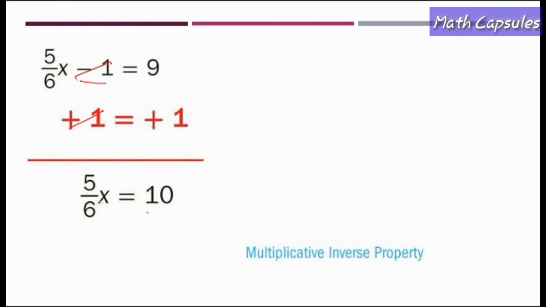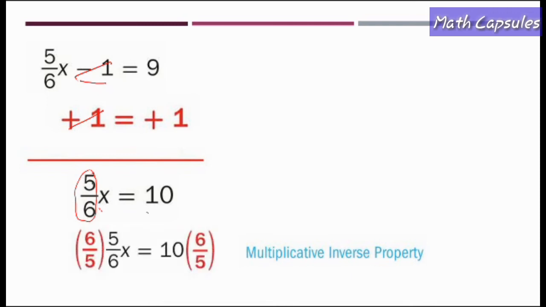So after that, we want to get rid of the 5/6x. We want to get rid only of the 5/6. To do this, we will use the multiplicative inverse property. So what is the multiplicative inverse of 5/6? It is 6/5. So we will multiply 6/5 on both sides of the equation like this.